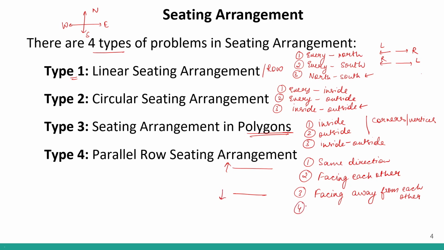And the fourth is mixed direction. What do you mean by mixed direction? Within the row, there could be some people facing north and some people could be facing south. So let's say if there are 3 people in each row. This is facing north, this is facing south, this is facing south. Let's say this is facing north, this is facing north, something like this. Mixed direction. So 4 possibilities are there.